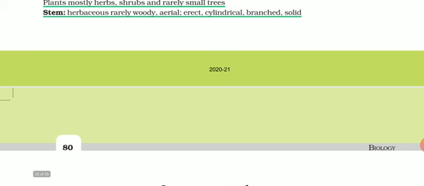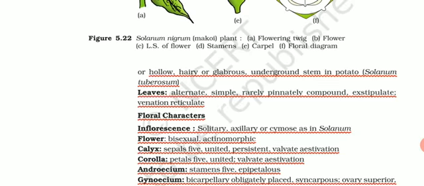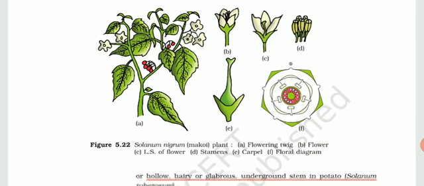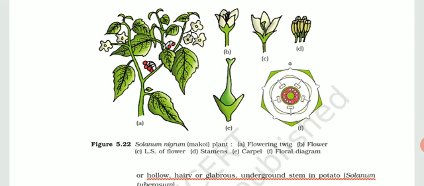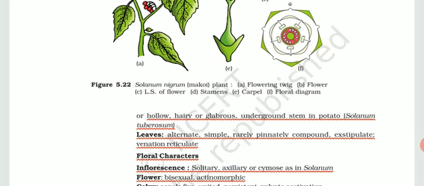It is always aerial, in the air. Then erect, that means it is vertical in nature. Then cylindrical. Many branches can be found. It can be solid or it can be hollow. So you can see the diagram of Solanum nigrum, the makoi plant, which belongs to the Solanaceae family. Small hairs can be found on them, or it can be shiny. The shiny term is glabrous. And an example of potato, which is an underground stem, is Solanum tuberosum.